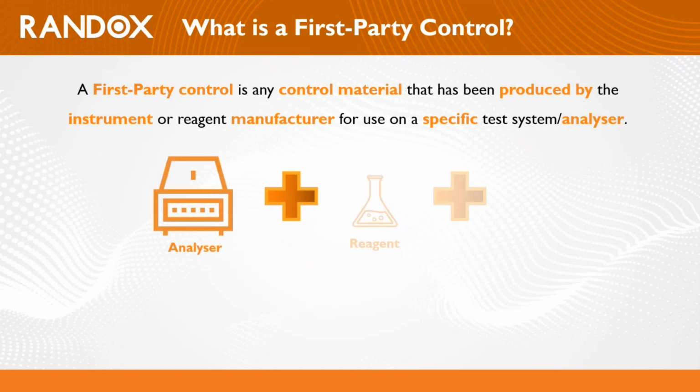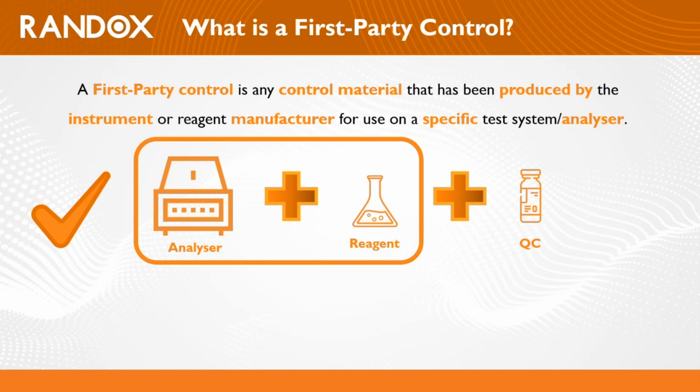First-party controls are good in telling us whether the reagent and analyzer are working correctly. Sometimes they will mask some issues in the reagents and analyzers, but in general, yes, they can tell us whether the reagent and analyzer are working correctly or not.